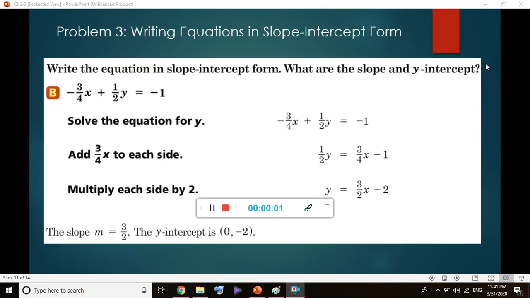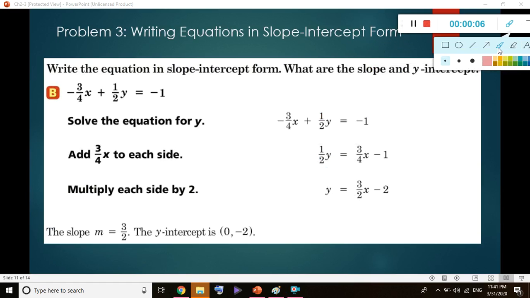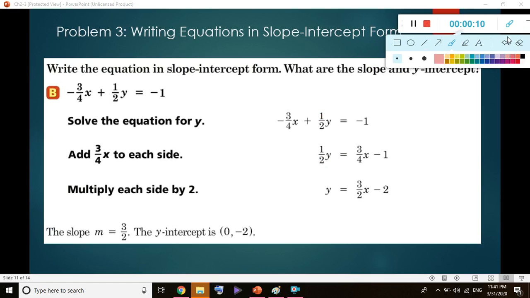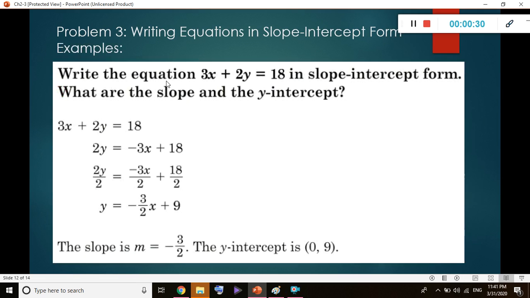Which is equal to the same answer. Let's check our answers here. Okay, so here we moved everything away from the y, then we got the answer of y equals 3 over 2x, that's right, and negative 2. So the m equals 3 over 2 as we got, and the y-intercept is 0 and negative 2, that's correct. Let's go to the next slide that we have.